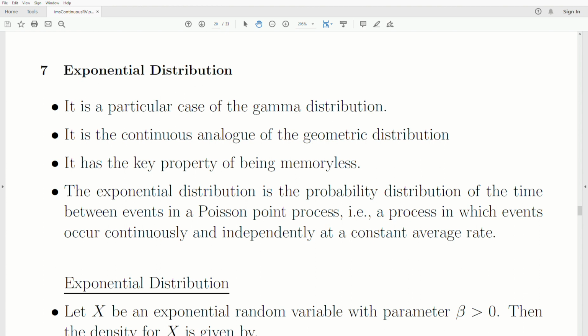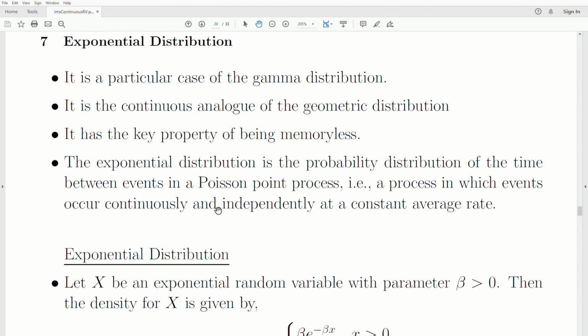Now, it's a particular case of the gamma distribution, which we covered in the previous video. It's a continuous analog of the geometric distribution. It also has the key property of being memoryless. The exponential distribution is the probability distribution of the time between events in a Poisson process, i.e. a process in which events occur continuously and independently at a constant average rate.